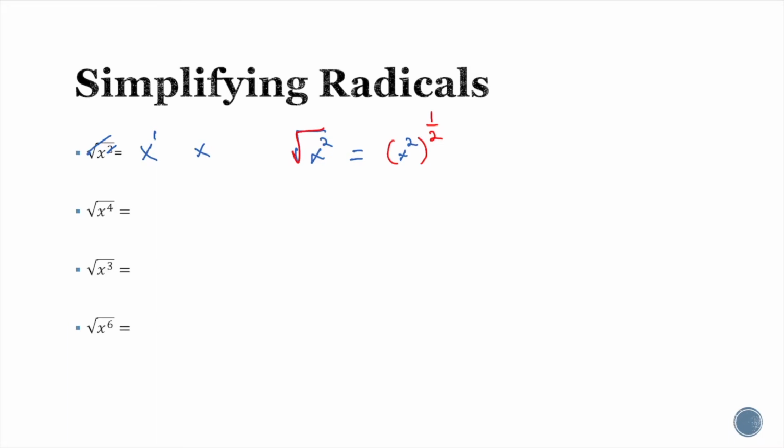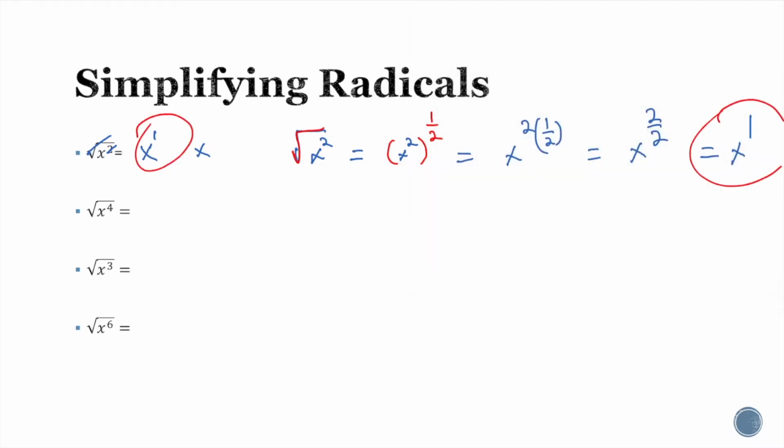Using the power of a power property, I have x squared times 1/2, which is 2 over 2, and again, giving me back x to the 1 power, which is exactly x.